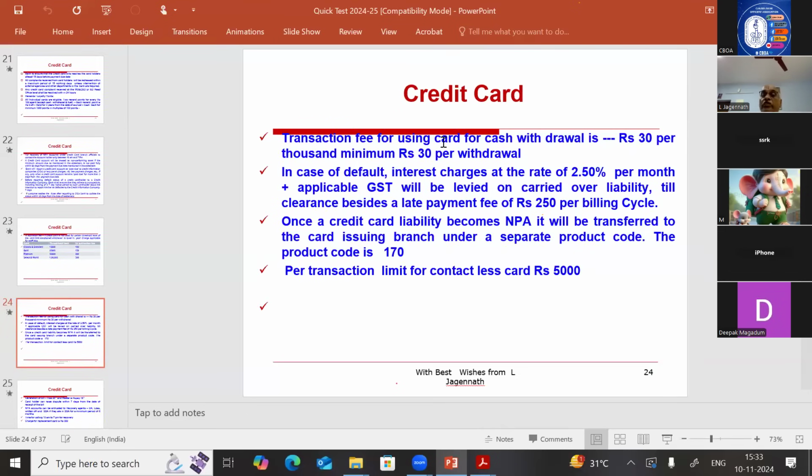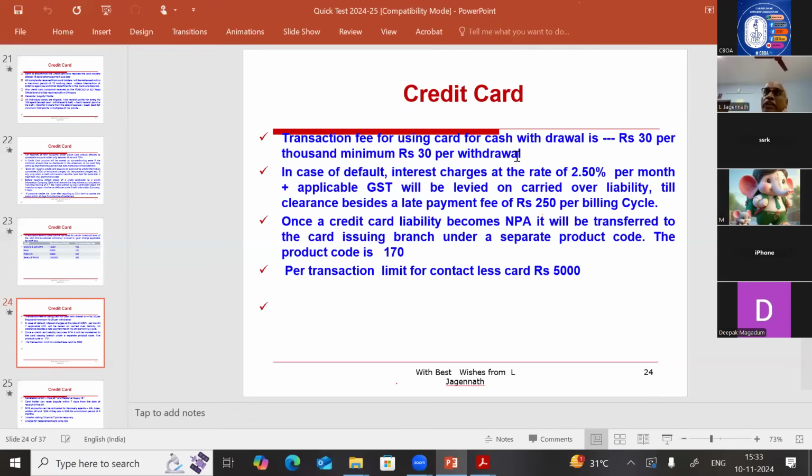Then the transaction fee for using a credit card for cash withdrawal. Suppose you are using the ATM and you are drawing cash on the credit card in a month. 50% of the card limit, maximum 50,000, is permitted. I told you, no. So whenever cash is withdrawn, what are all the charges the customer has to pay? Rupees 30 per thousand, minimum rupees 30 per withdrawal. All these things are without GST.